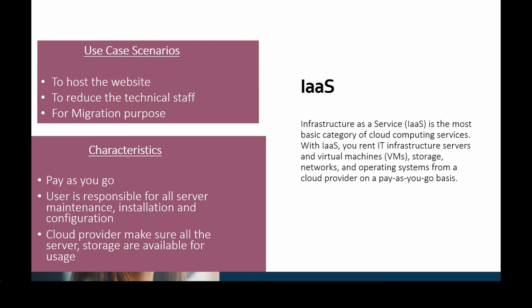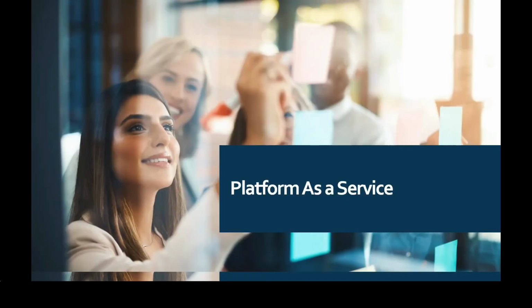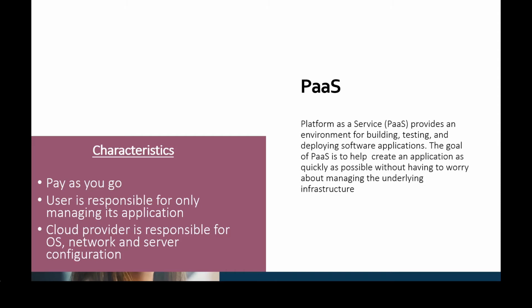So we understood the characteristics of IaaS and the most common areas where we use this model. Let's understand platform as a service in detail. What is platform as a service? It provides an environment for building, testing, and deploying software applications. The goal of PaaS is to help create an application as quickly as possible without having to worry about managing the underlying infrastructure. In layman's language, the cloud provider will provide all of the things. You just come and host your code and start using it.